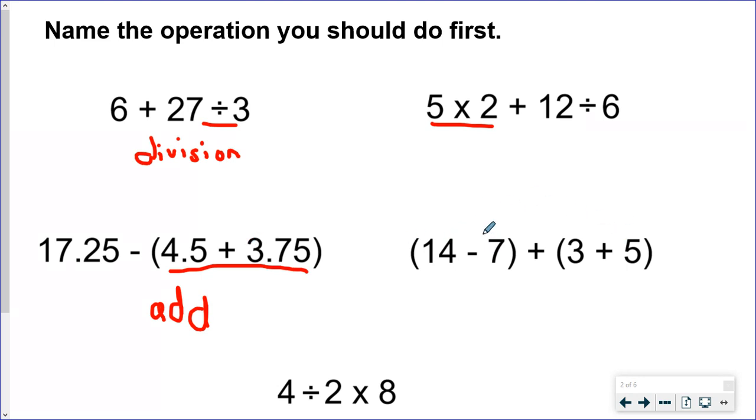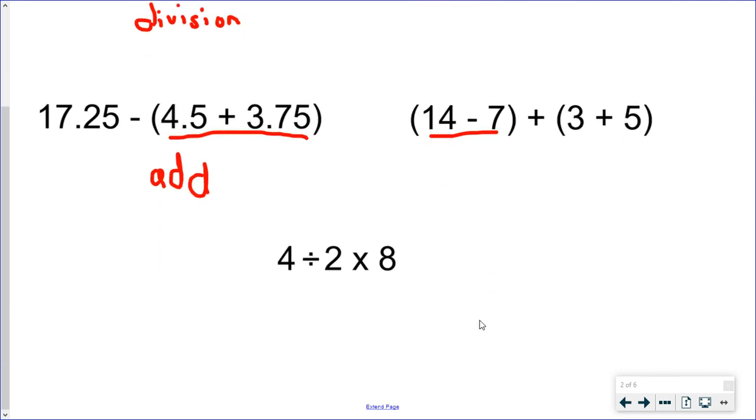Here we have 2 sets of parentheses. I got 14 minus 7, and then I'm going to add 3 plus 5. Remember what I said. Whenever you have both at the same time, you do whichever one comes first. Since you have 2 sets of parentheses, you do which one comes first. So what operation would you do first? You're going to do the subtraction first. You're going to do this 14 minus 7 first. That's the first part.